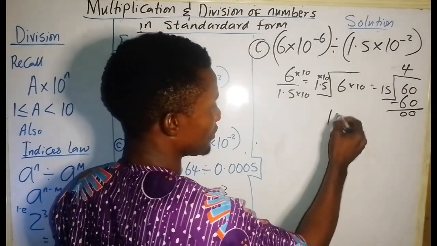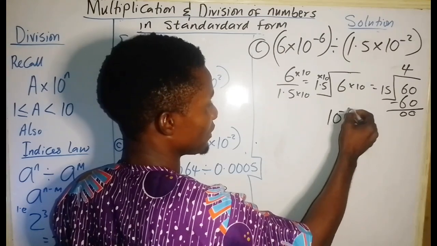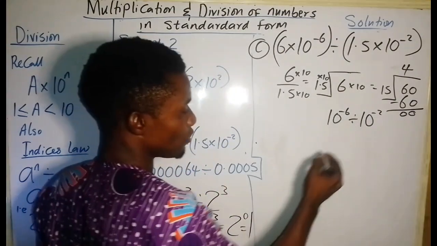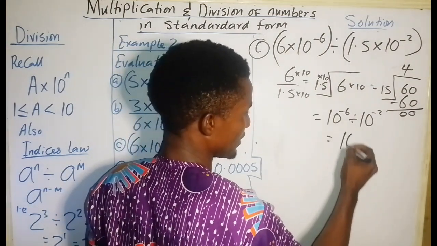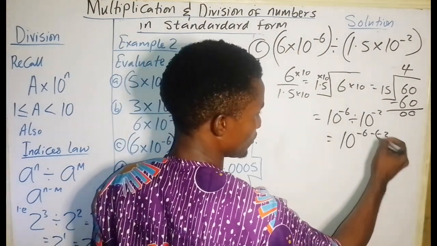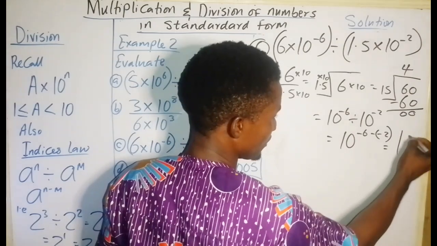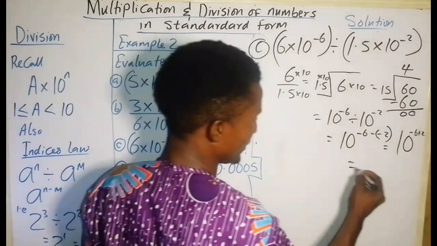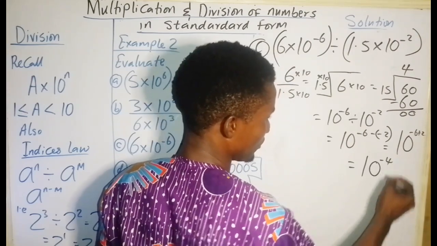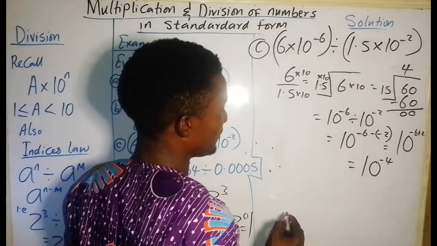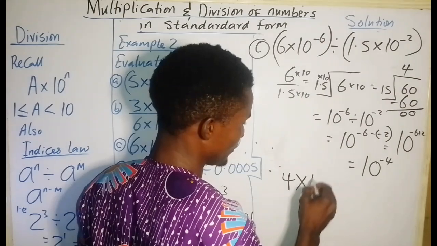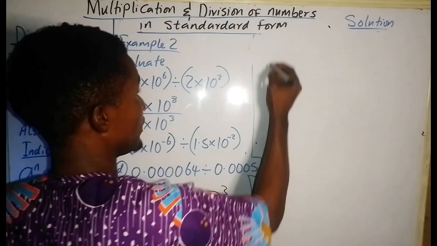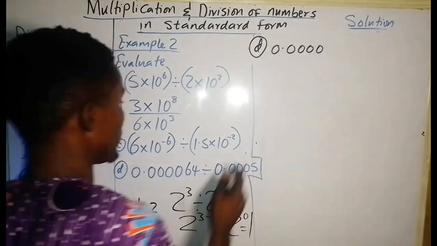Now let's take a look at the base and the exponent. 10 raised power minus 6 divided by 10 raised power minus 2. So this is going to give us 10 raised power minus 6 minus minus 2. And this will be equal to 10 raised power minus 6 plus 2. And our final answer will be 10 raised power minus 4. Therefore, our final answer will be 4 times 10 raised power minus 4. That's going to be your final answer.